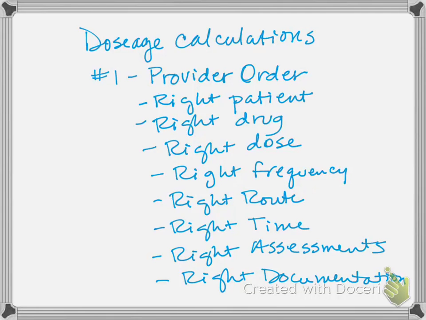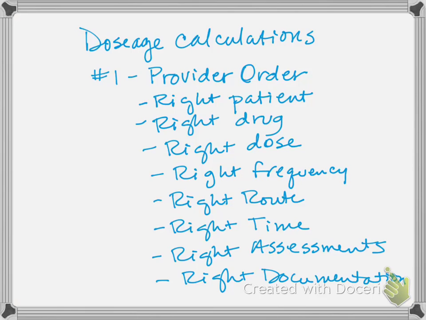For medications, before you can calculate a dose, first you have to have a provider order. It needs to be written for the right patient. It needs to be the right drug. It needs to be the right dose for age, weight, situation, the right frequency, how often will it be administered, the right route, how will it be administered, the right time.